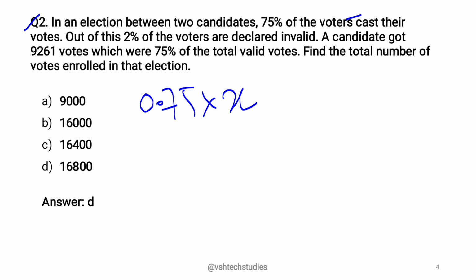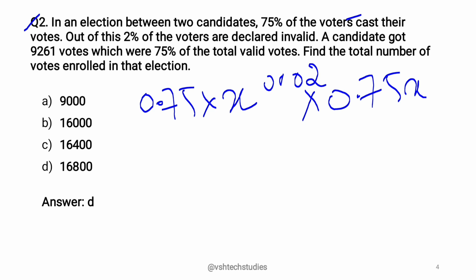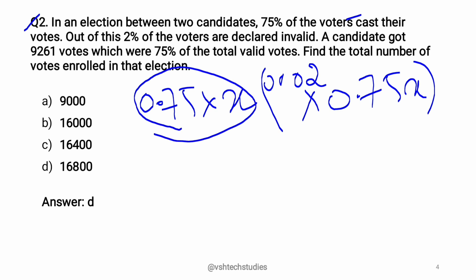Out of this, 2% of the voters are declared invalid. So invalid votes are out of this, out of 0.75x. So out of this, 2% means 0.02 into 0.75x. So this is invalid votes. So this is the cast votes, that number, minus invalid votes.